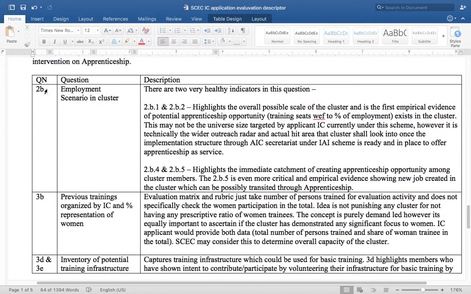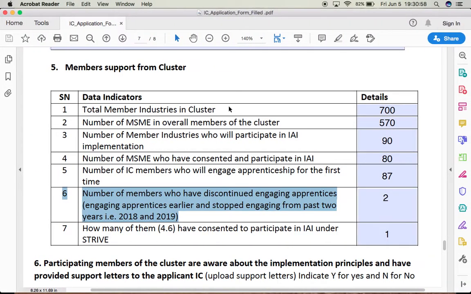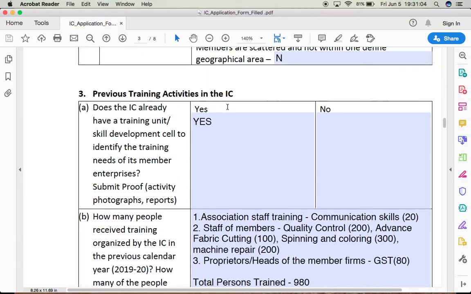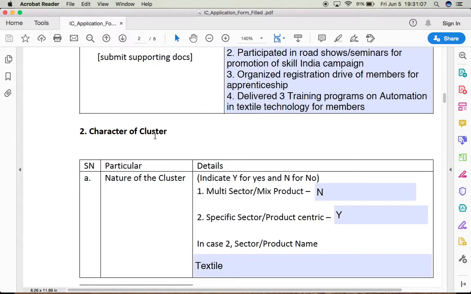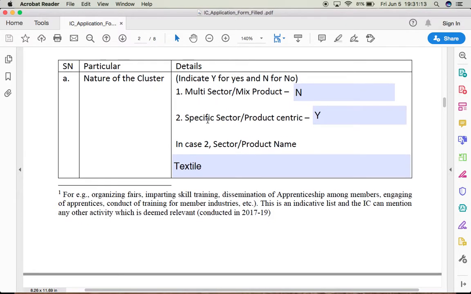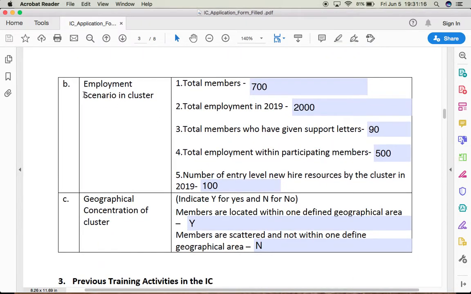There is a question number 2B. If you go to the IC application form and look at question number 2B, it's the character of the cluster. We are asking what kind of cluster you are, whether a mixed cluster or a specific domain cluster. In that area, question B is the employment scenario in the cluster. Here we are asking about total employment that the cluster members have generated, and the number of entry-level jobs that the cluster produced. While these questions are not really connected with evaluation, they throw very interesting insights.